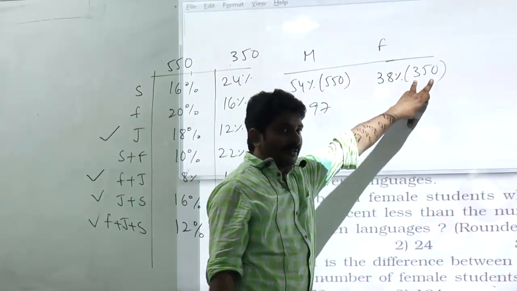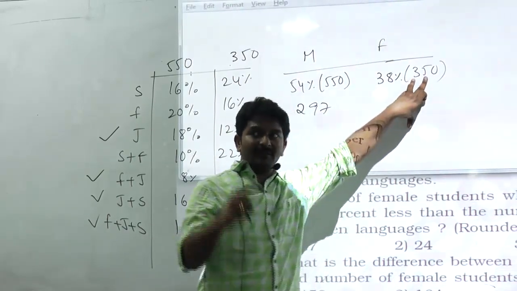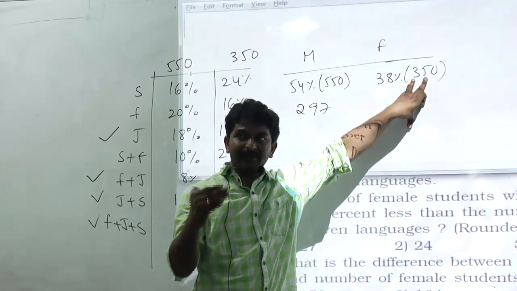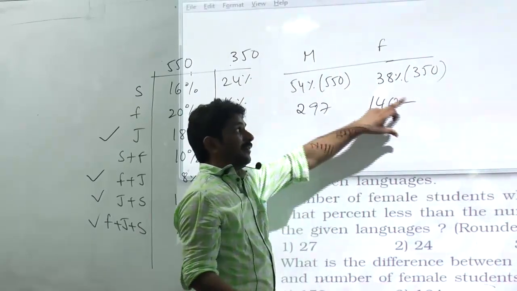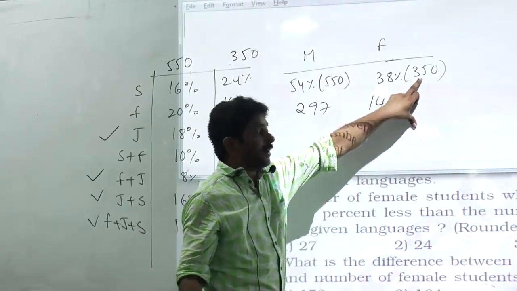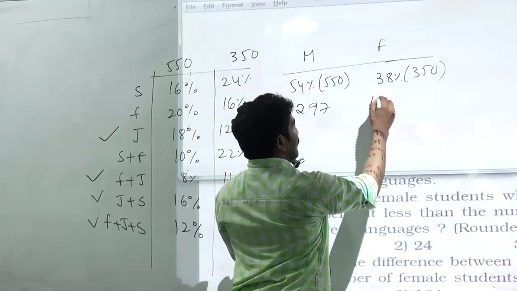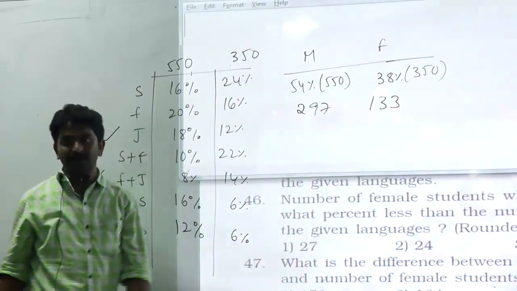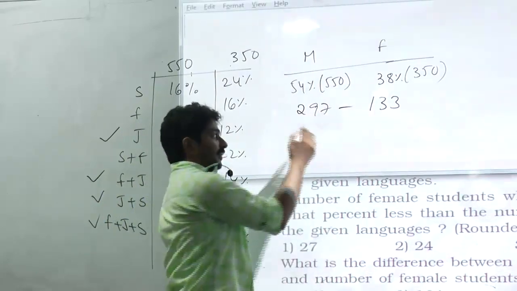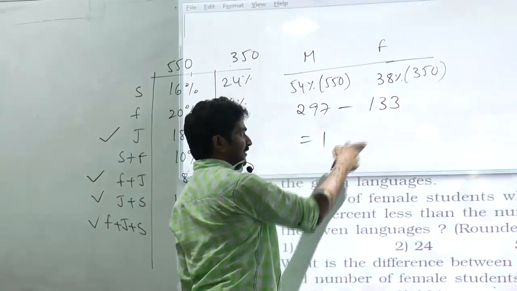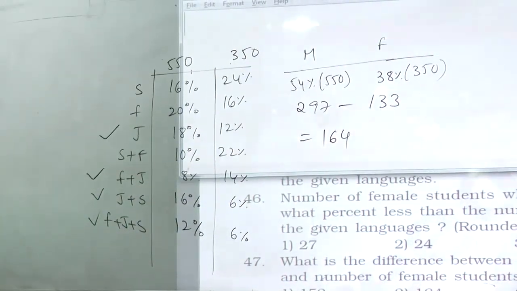Now 38% of 350 or 40% minus 2%. 10% 35. 20% double 70. 40% again double 140. From this you need to subtract 2%. 1% 3.5. 2% 7. 140 minus 7, 133. Now look at your question. You are just asked about difference. 297 minus 133, 164.